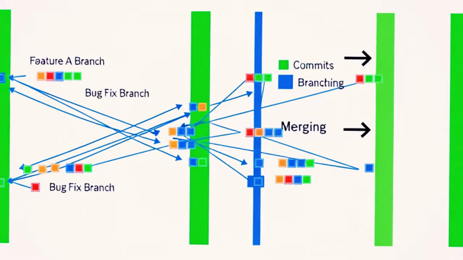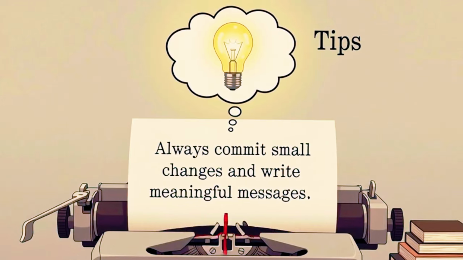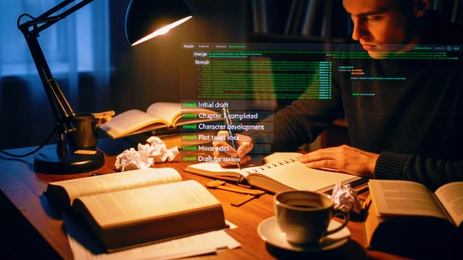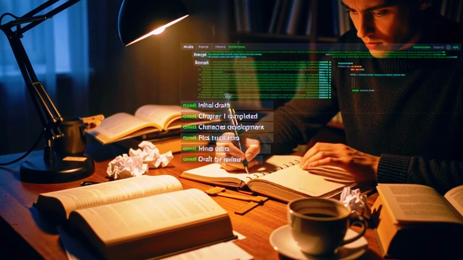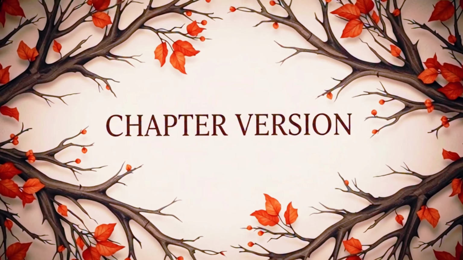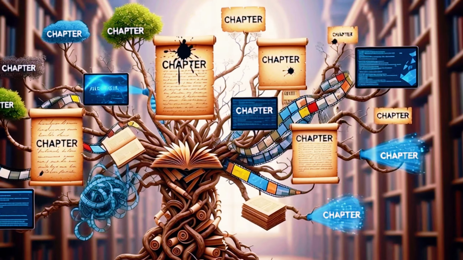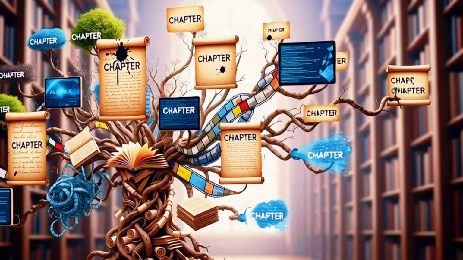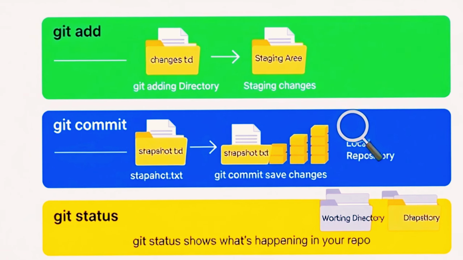Now let's talk about the key concepts you must know. A repository is where all your code lives. A commit is saving a snapshot of your work. A branch is a parallel version of your code for experimenting. And merging is bringing branches together. One tip: always commit small changes and write meaningful messages. Imagine writing a book. Each commit is a saved draft, and each branch is a different chapter version.